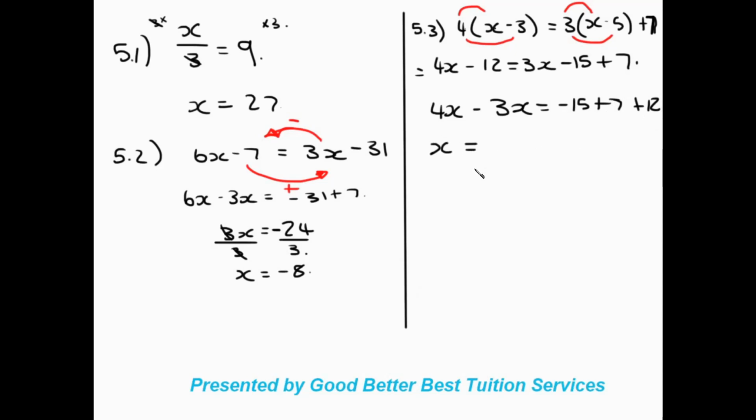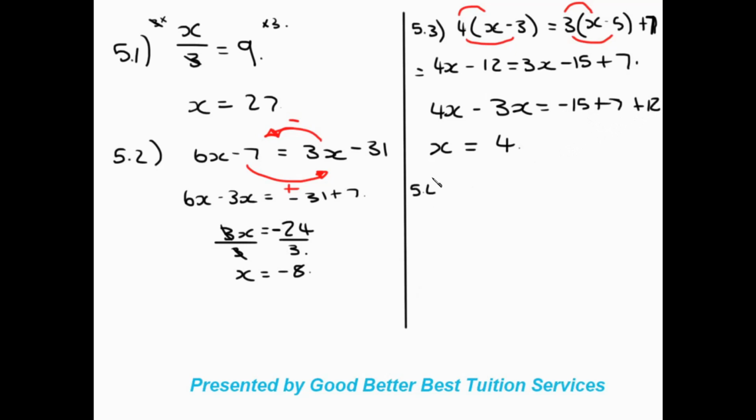And then our final answer here is going to be 4 on the right hand side, okay? So that is negative 15 plus 7, which would have given me negative 8. And then plus 12, which gave me positive 4.